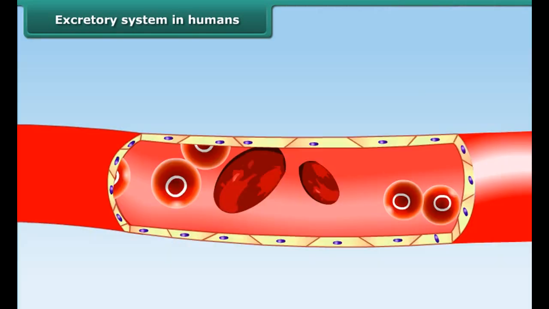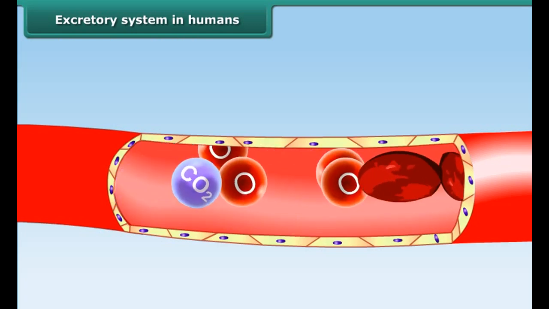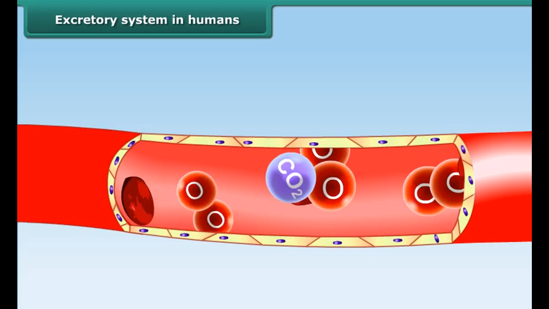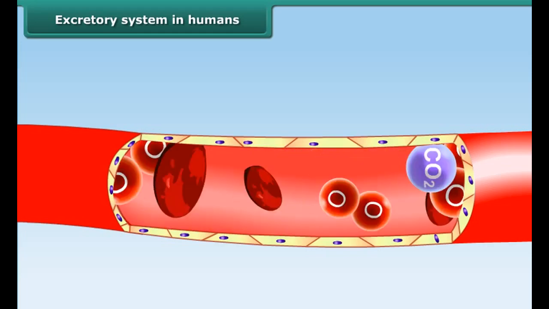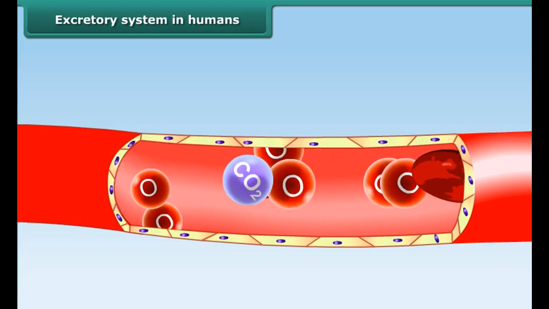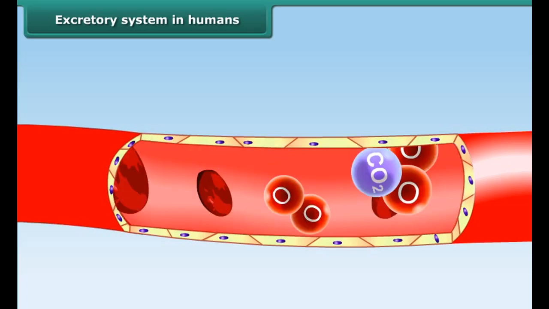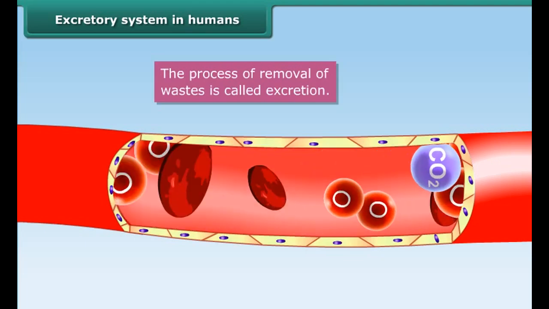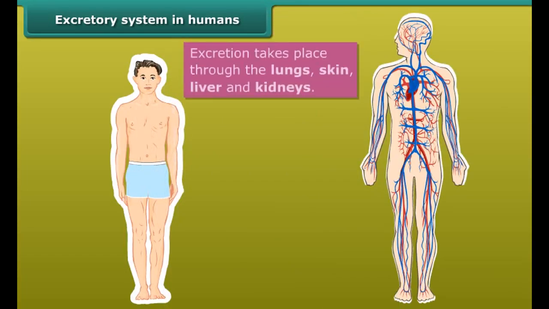You just learned that blood collects waste from different parts of the body. These wastes are carbon dioxide, water, salt, urea and uric acid. They are the result of the metabolic activities of the body. Since they are toxic, they must be removed from the body. The process of removal of wastes resulting from metabolism is called excretion. Excretion takes place through the lungs, skin, liver and kidneys.